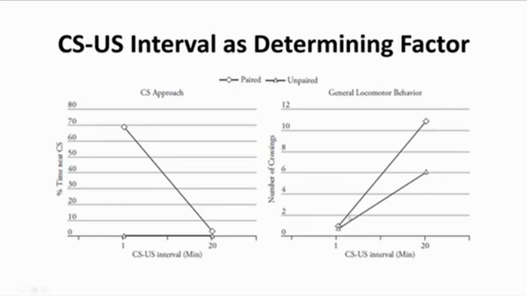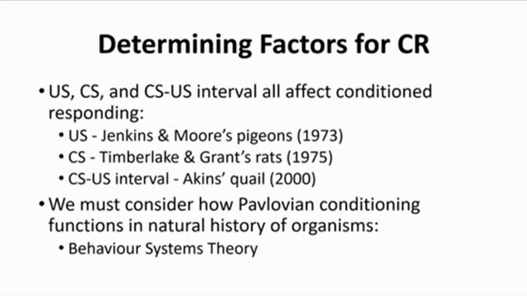What we care about here is the fact that our paired group, the diamonds, showed a significant increase in how much movement they were doing even over the baseline. And so in the 1 minute CS-US interval, we see very little moving around. That's where we were seeing that approach behavior. So they'd approach the conditioned stimulus and stay near it. Whereas in the 20-minute interval, they'd move around. They'd engage in general locomotor behavior. And this makes sense based on something that we're going to discuss in just a couple of slides.